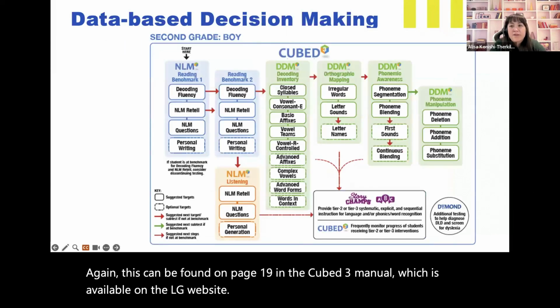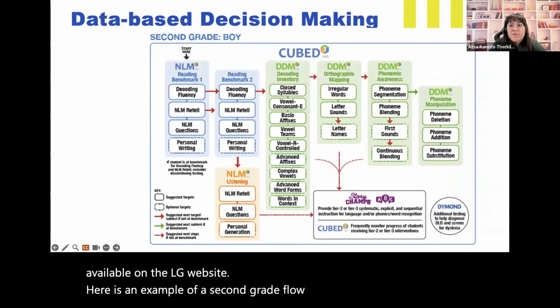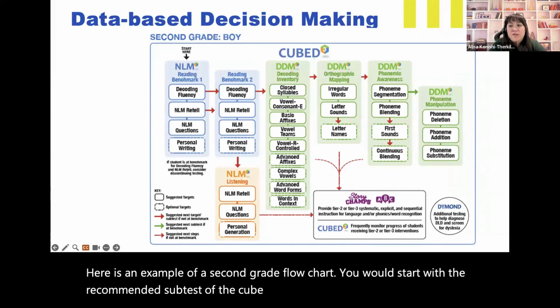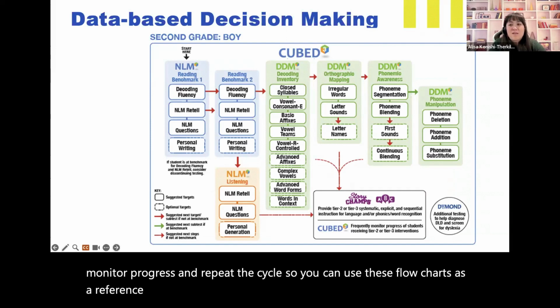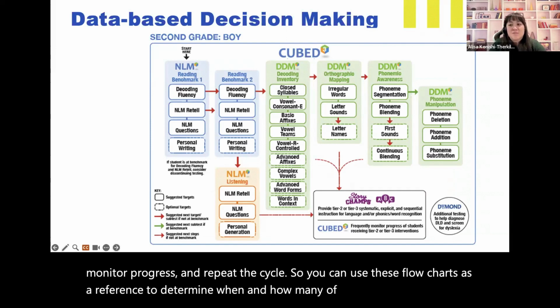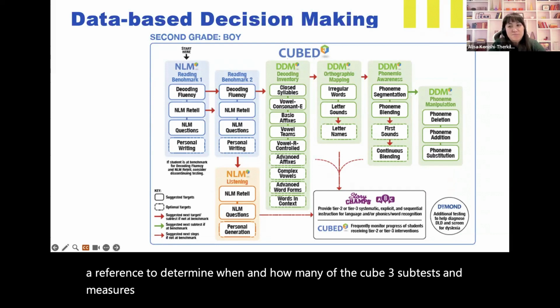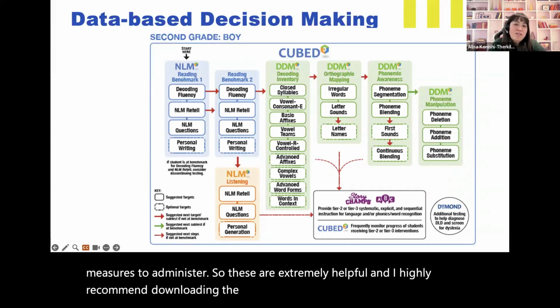Here is an example of a 2nd grade flowchart. You would start with the recommended subtest of the Cubed 3, provide intervention as needed, monitor progress, and repeat the cycle. So you can use these flowcharts as a reference to determine when and how many of the Cubed 3 subtests and measures to administer. So these are extremely helpful, and I highly recommend downloading the manual and taking a look at these flowcharts.